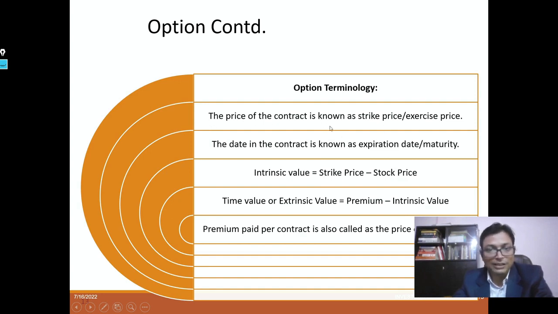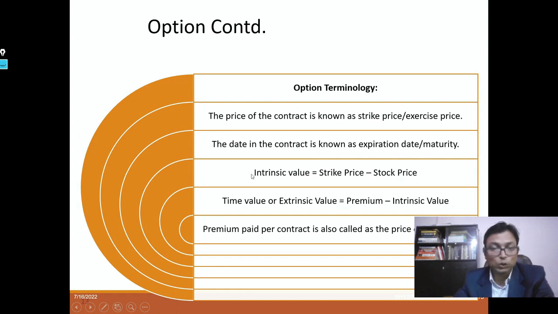The price of the contract is known as the strike price or the exercise price. Similarly, the date on which the contract is going to expire is called the expiration date or the maturity. And then we have intrinsic value, which is nothing but the strike price minus stock price. And then we have time value or extrinsic value, which is nothing but premium minus intrinsic value.